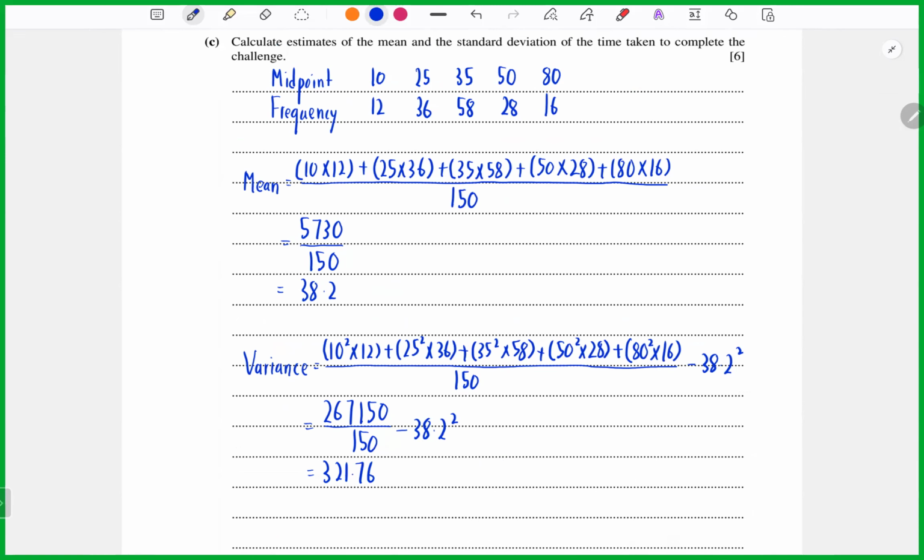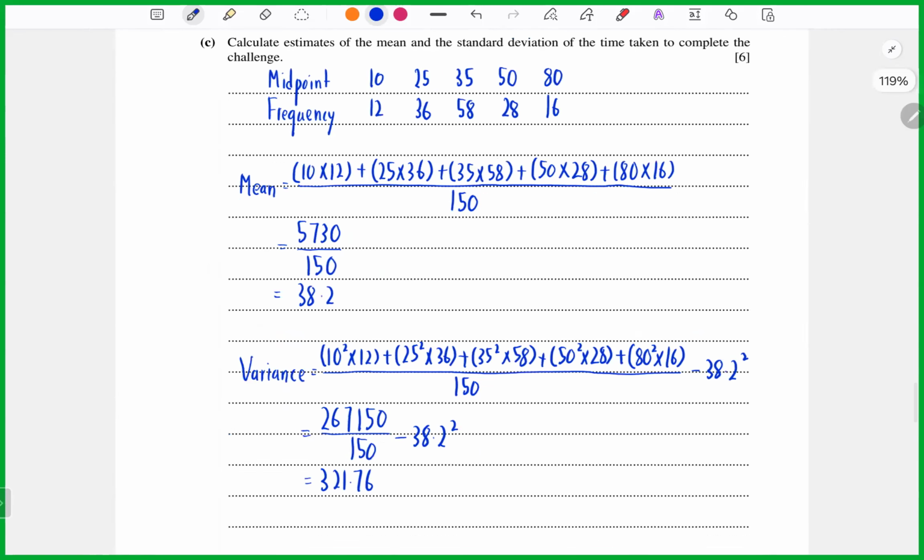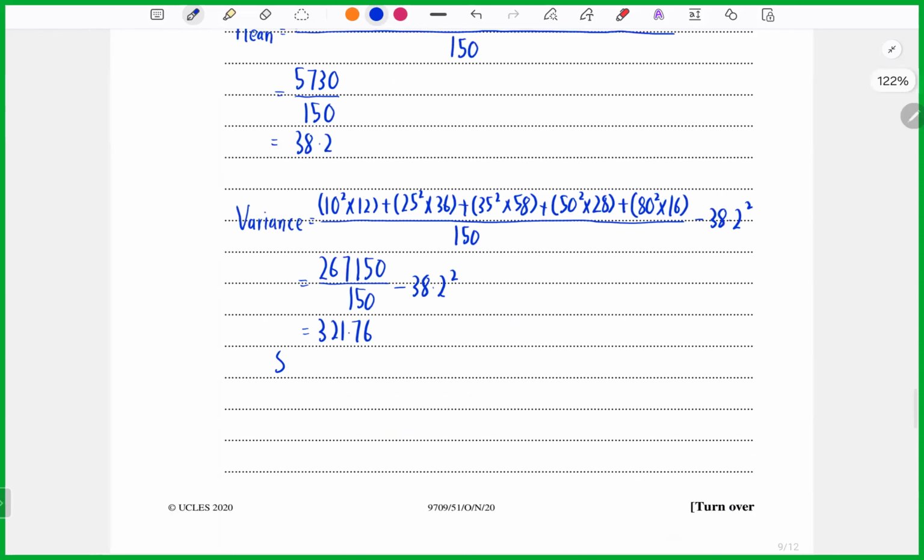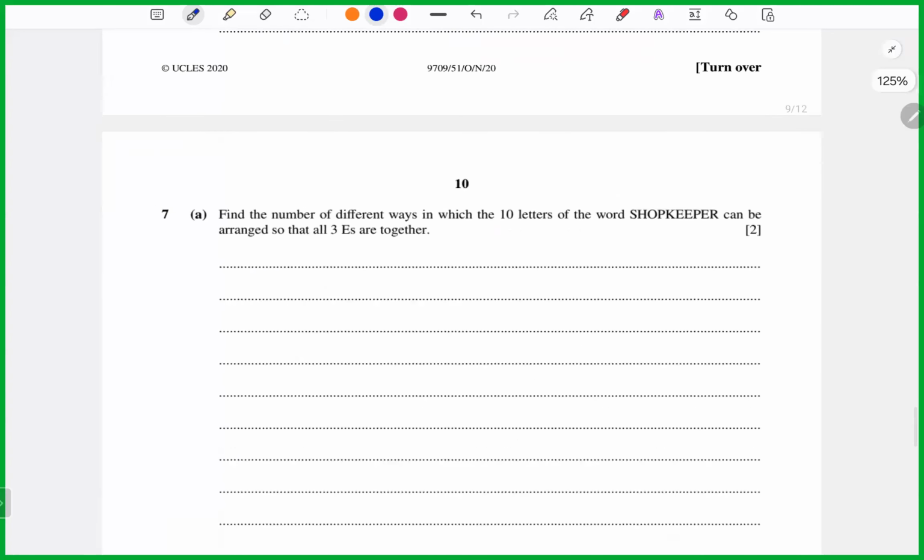The answer here is 321.76. But the question says find the standard deviation. So we know standard deviation equals the square root of the variance. So it equals the square root of 321.76. So your answer is 17.9. Okay, so we already finished question 6.